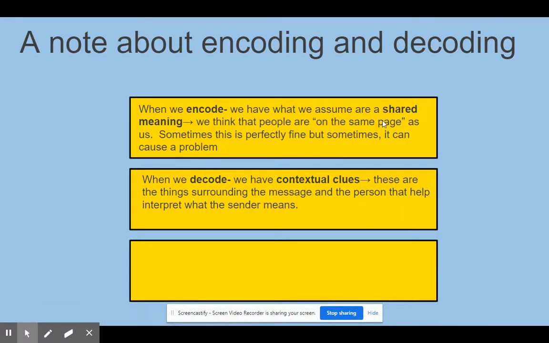One of the things we need to know about encoding and decoding is that when we encode a message, we have what we assume is a shared meaning. A shared meaning is that we understand what the other person means and what words they're using. It means you're on the same page. So sometimes you might have language that you use with somebody that is okay and with somebody else is not. An excellent example of this would be slang. Sometimes you might hear me say I don't understand what that means, like when a student used the word bet last year. I didn't understand what it meant because we did not have a shared meaning of what the word bet means.